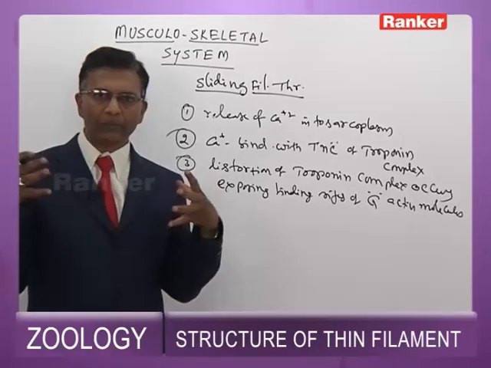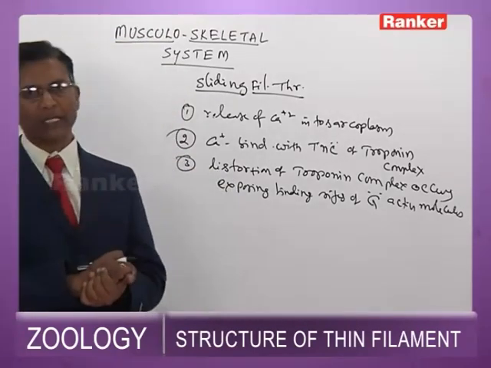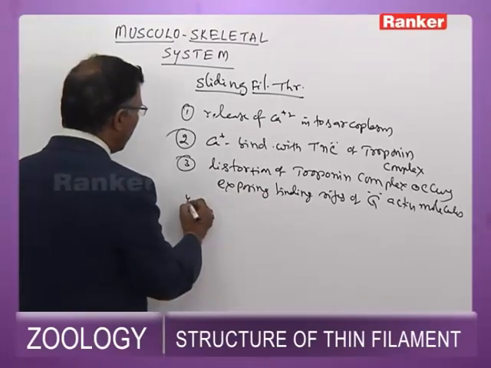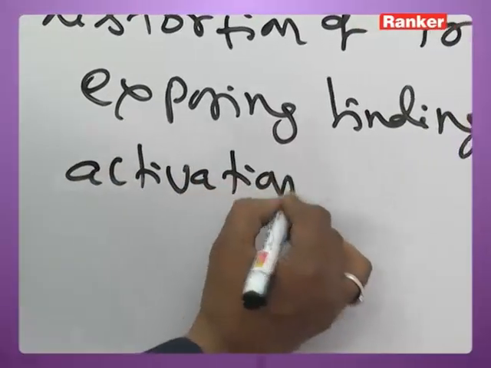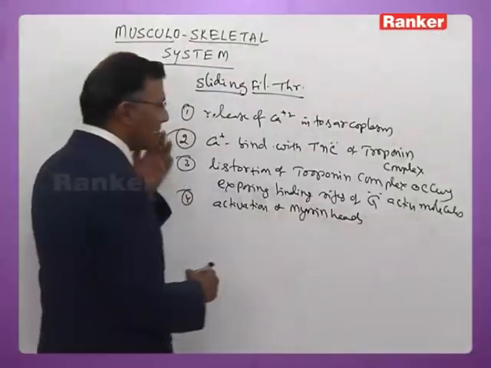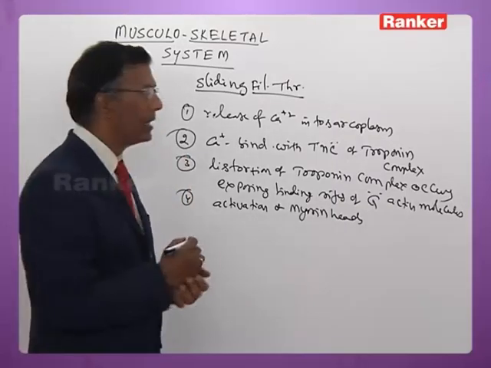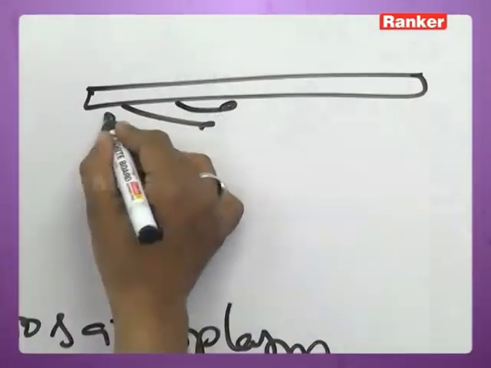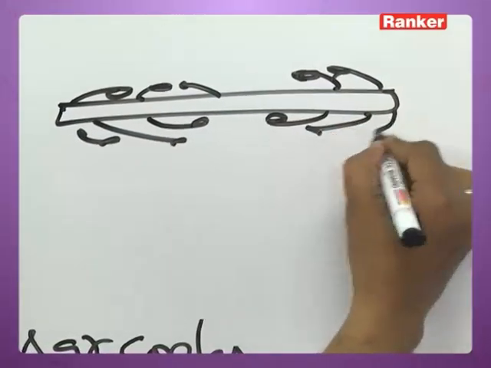Now, there will be continuous movement or diffusion of calcium ions into the sarcoplasm. Due to high concentration of calcium ions, there is not only exposure of binding sites of G-actin, there will be activation of myosin heads. All the myosin heads which are parallel to the thick filament when the muscle is at rest, they become perpendicular. When the muscle is at rest, all the myosin heads are parallel to the thick filament.